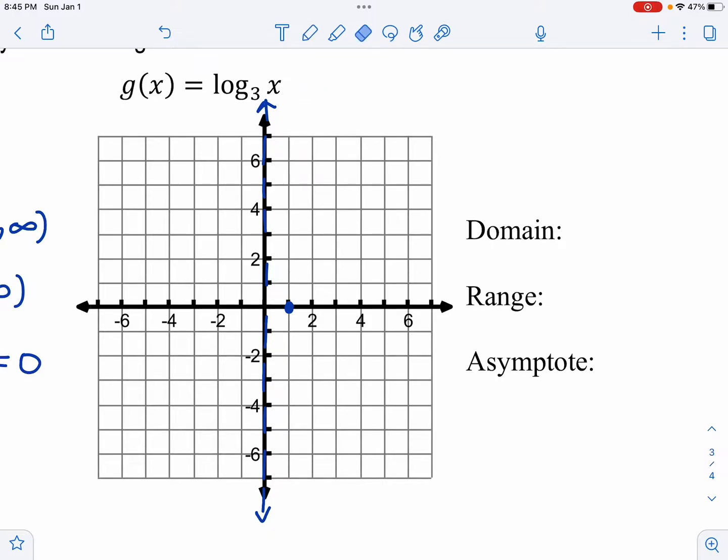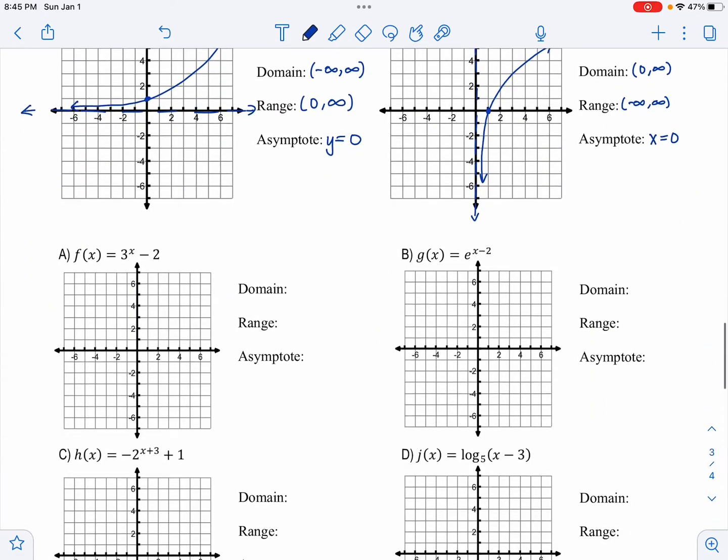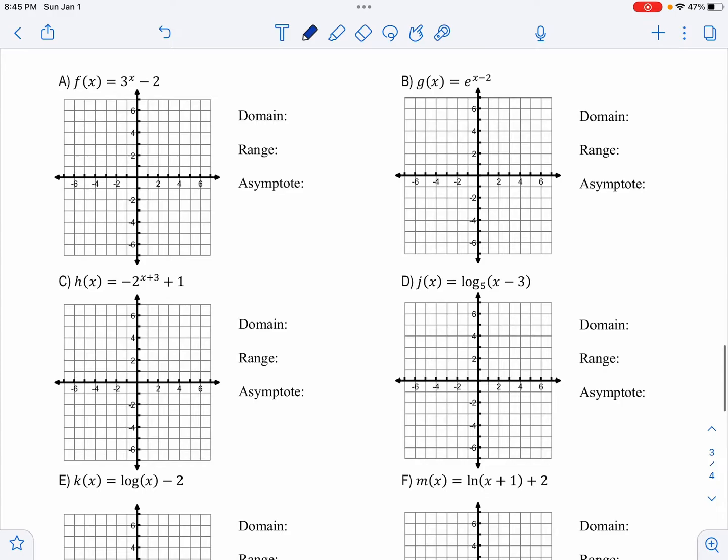All right. And then I know a logarithmic function follows my asymptote and then goes up and to the right, and that's what my logarithmic function looks like. My domain, 0 to infinity. My range, all real numbers. And then my asymptote, x equals 0. Okay. So let's try these 6 more here to make sure we're okay with it.